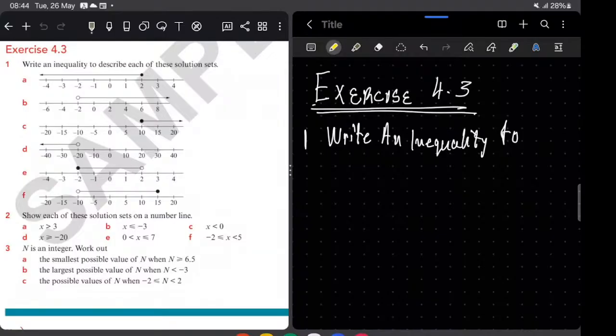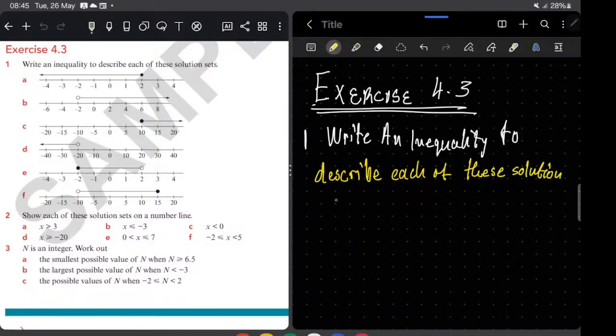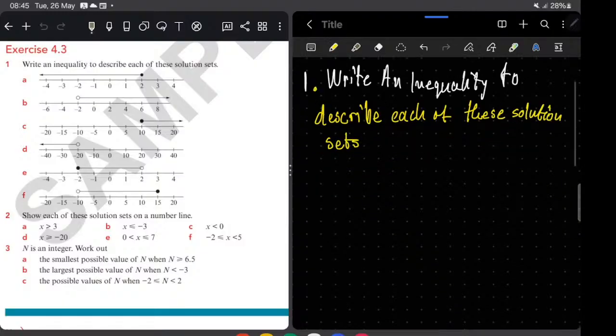Are we together? Yes. So here, the first is write an inequality to describe each of these solution sets. Write an inequality to describe each of these solution sets.